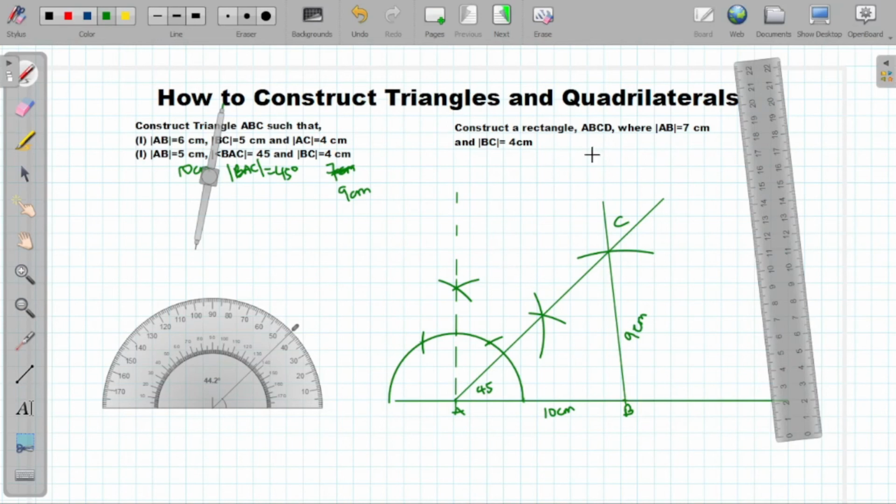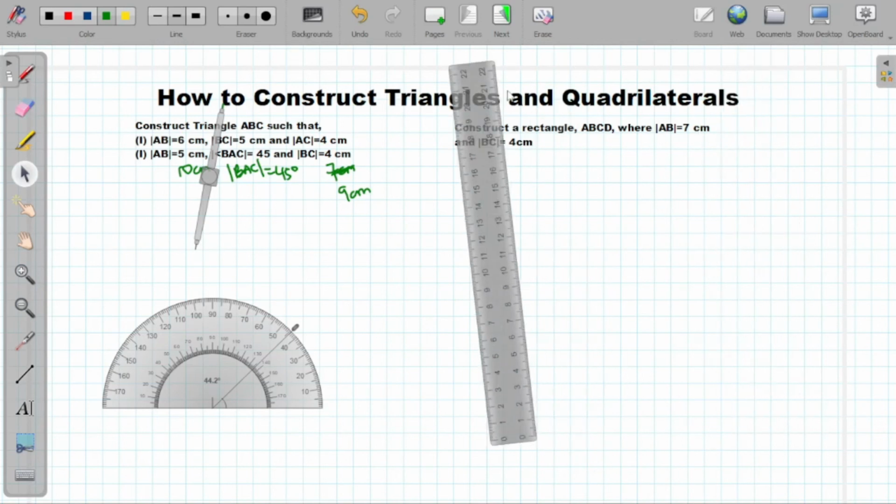Now let's look at how to construct a rectangle. Right, so let's now look at how to construct the rectangle that we have over here. So let me quickly erase this. All right.